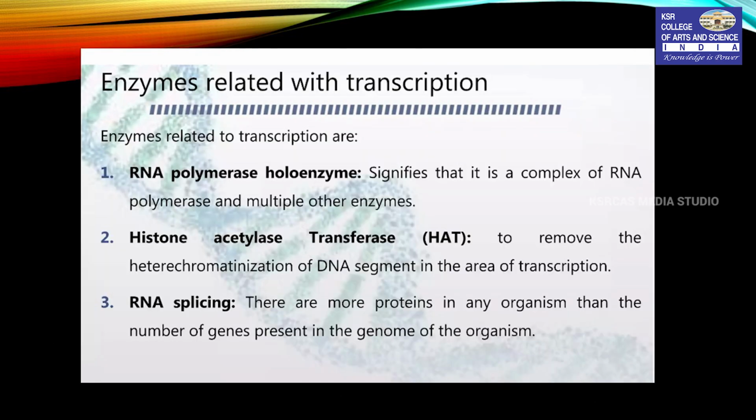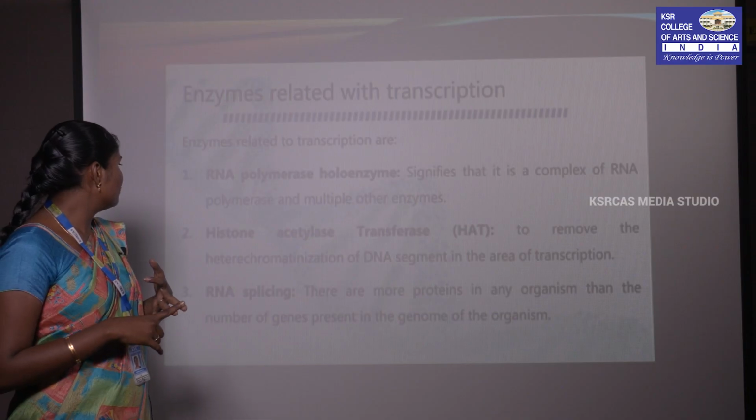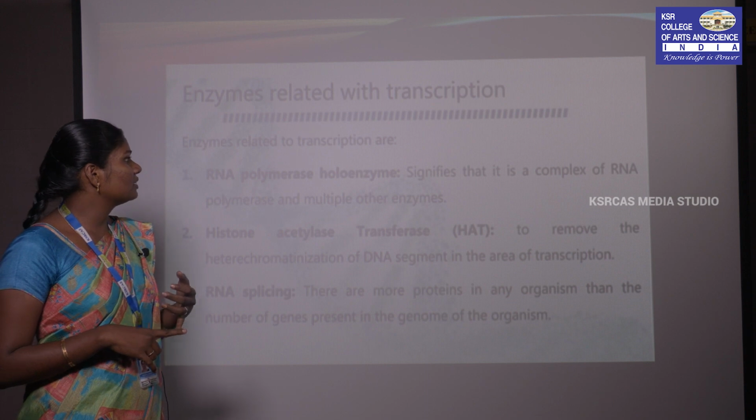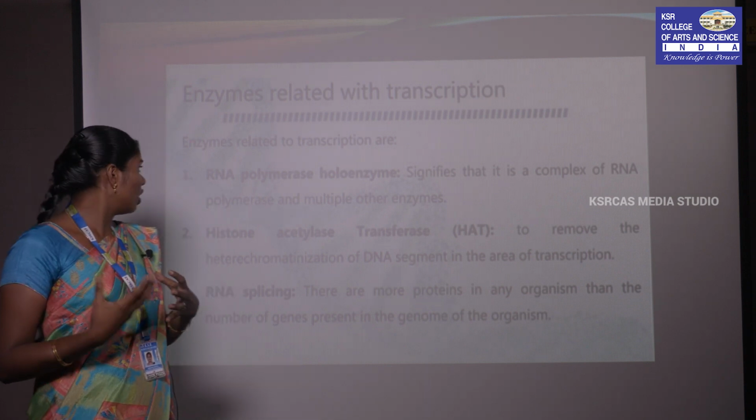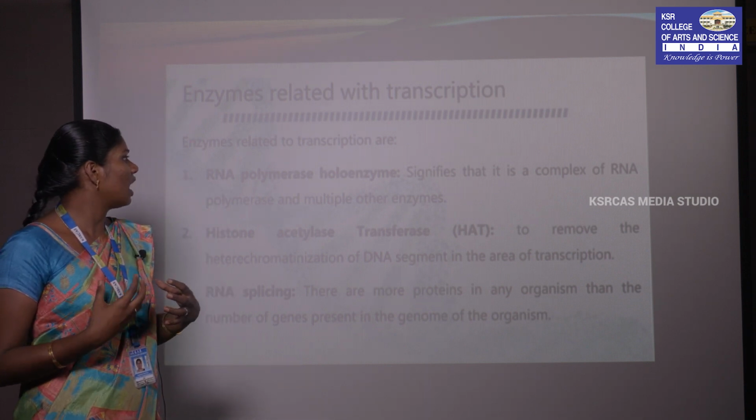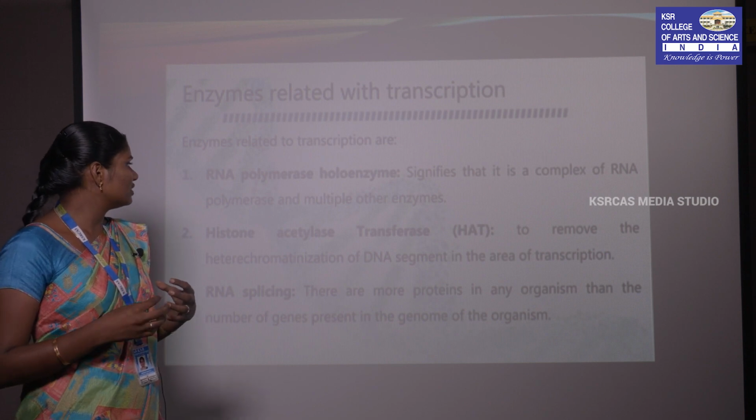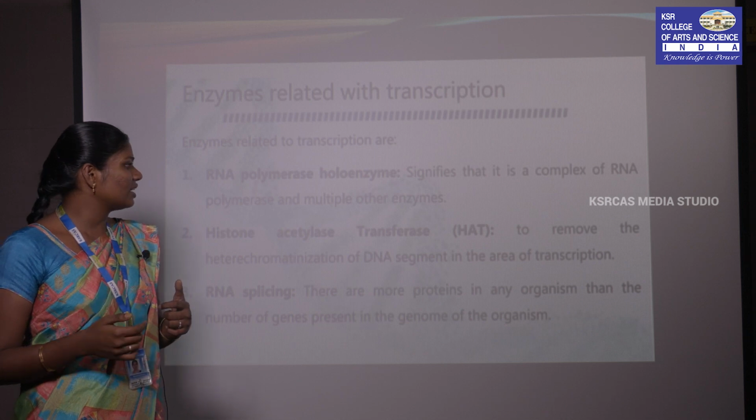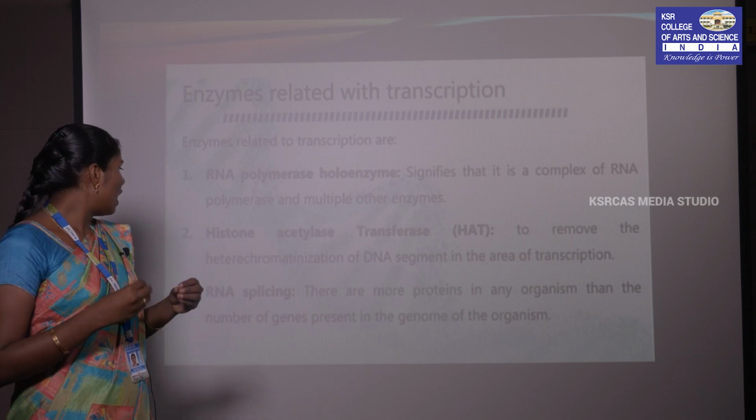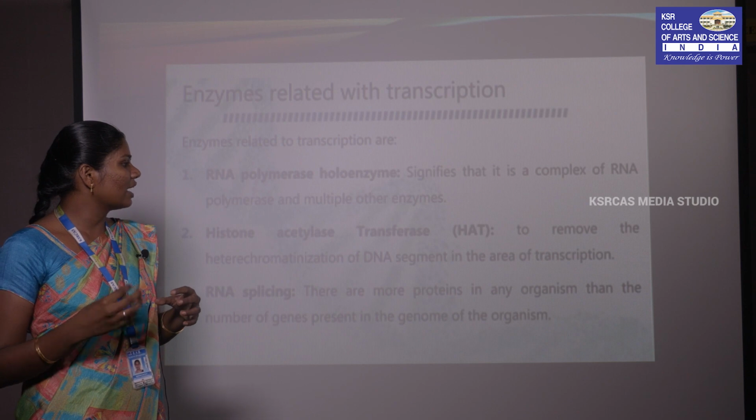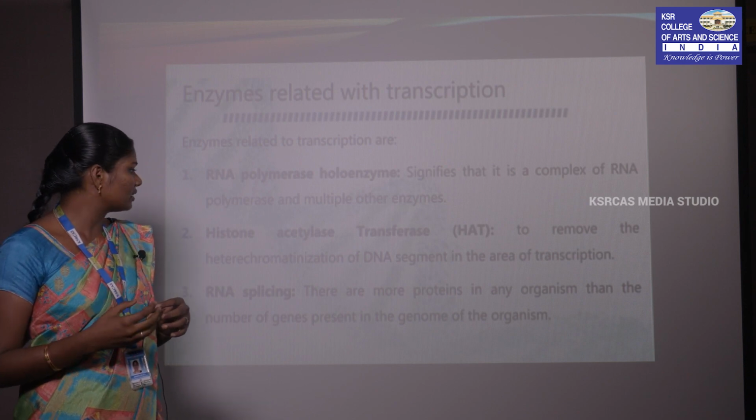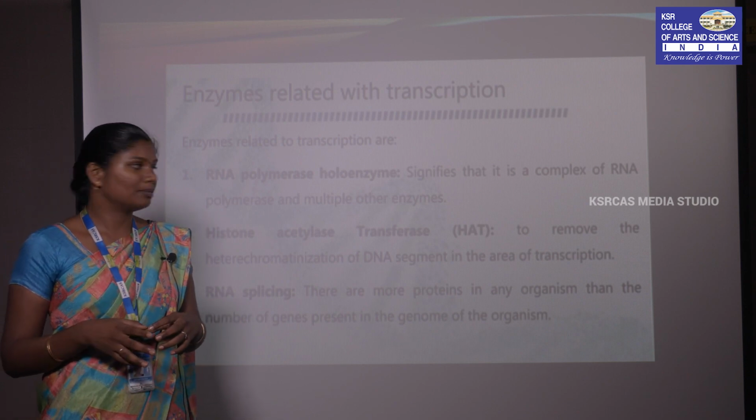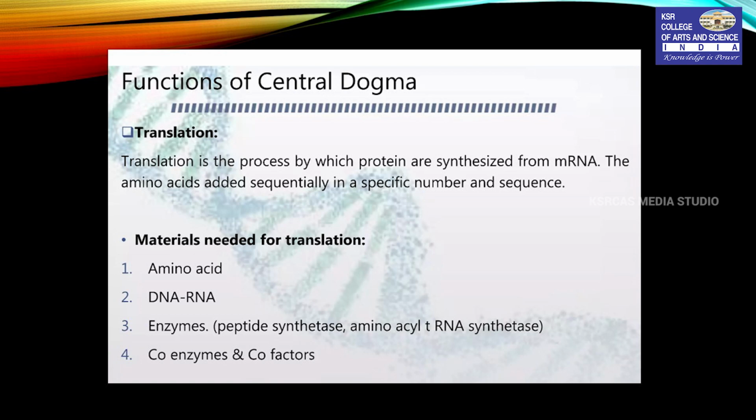These are the enzymes involved in the transcription process: RNA polymerase, histone acetyltransferase, RNA splicing. RNA polymerase holoenzyme signifies that it is a complex of RNA polymerase and multiple other enzymes. Next, histone acetyltransferase removes the heterochromatinization of the DNA segment in the area of transcription. RNA splicing. There are more proteins in any organism than the number of genes present in the genome of the organism.